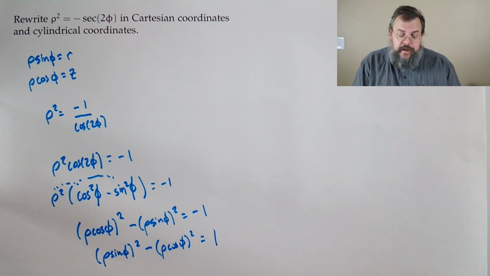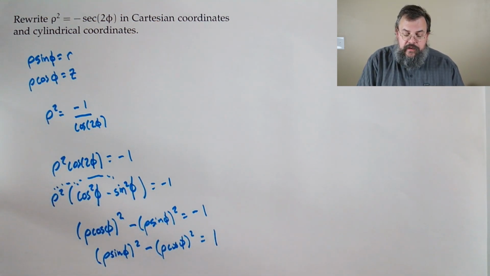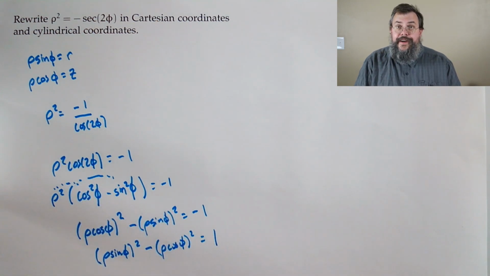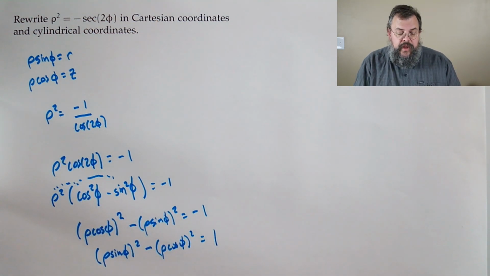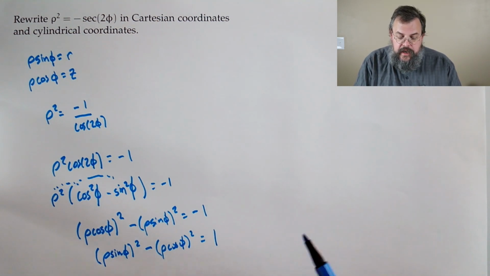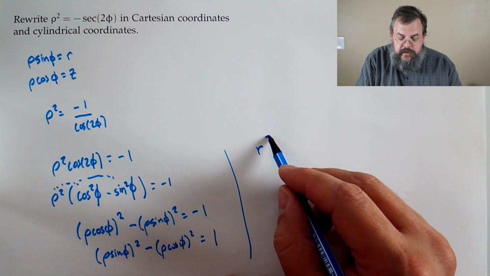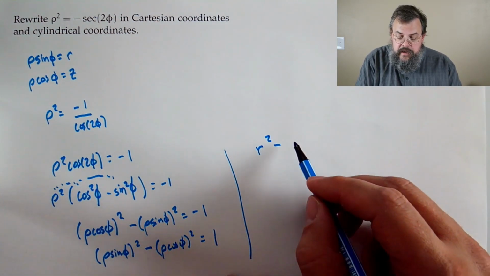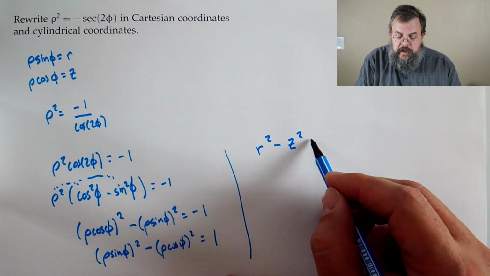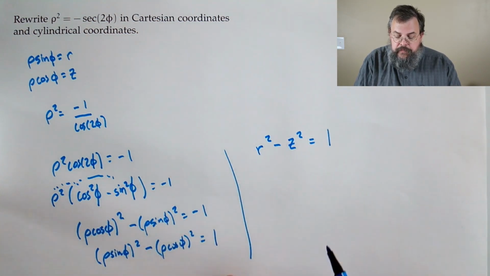Now we can begin. So, what comes next? Well, the next thing for us is to replace rho sine phi by r, rho cosine phi by z. All right, let's do that. So, if we try that, what do we get? Rho sine phi becomes r, so we get r squared. Rho cosine phi is z, so z squared, and that equals 1.